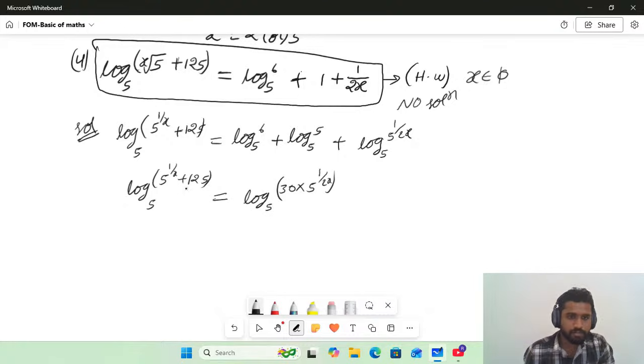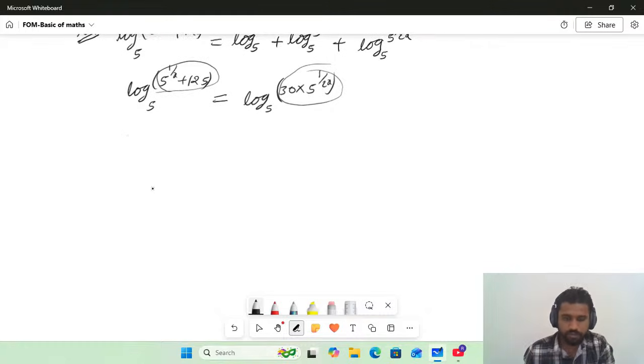So by comparing this part alone on both sides, we have 5 power 1 by x plus 125 equals 30 times 5 power 1 by 2x. Okay, clear up to here?